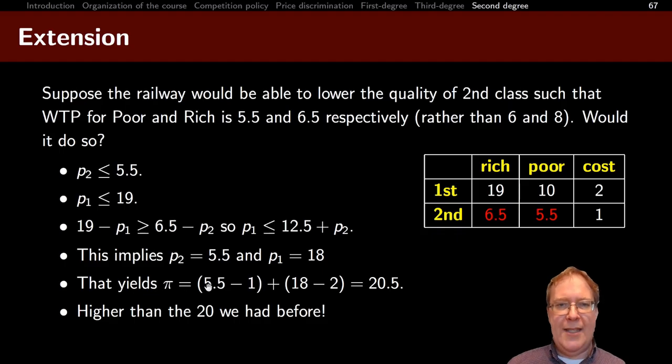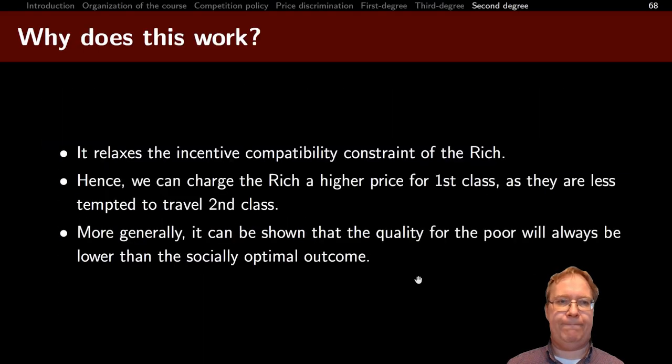So what are my new profits? My new profits from the poor plus profits from the rich are 20.5, which is higher than the 20 I had before. So in other words, by making the lower class, the second class, worse, I can increase my profits. I explained this already. It relaxes the incentive compatibility constraint of the rich in technical terms. You can charge them a higher price. They are less tempted to travel second class.